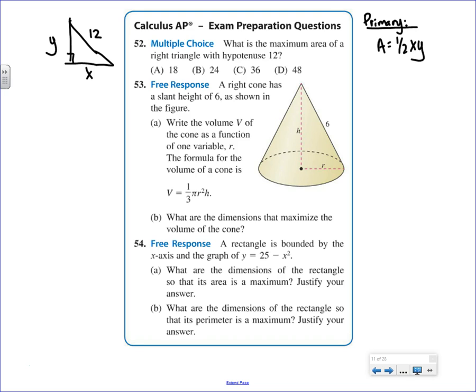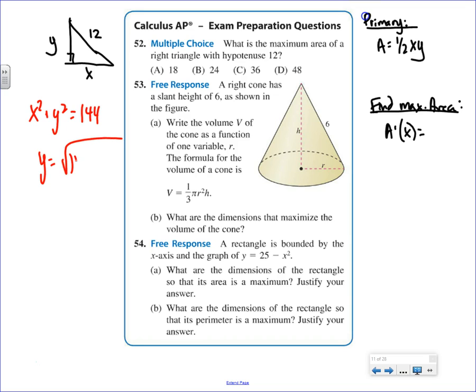It's just so ugly. Wait a minute, but I can't do A prime. I am going to find the max area, but I can't do A prime, there's too many variables. Stop, a secondary. I have a clue. It's just 144 equals b squared plus a squared. I have Pythagorean, but it's ugly. Wait, you square it? Oh my gosh, that's why.